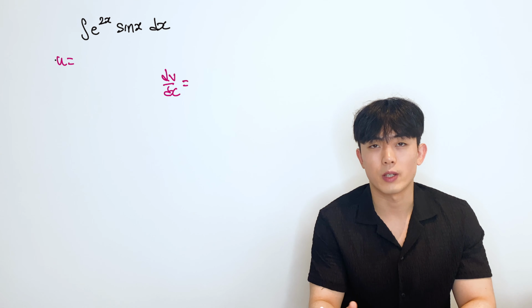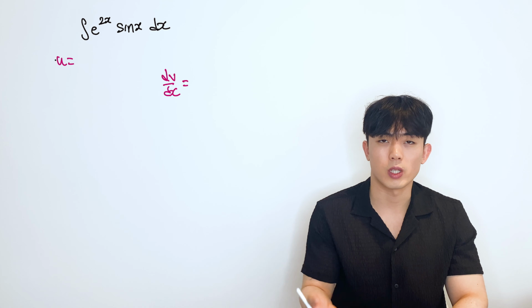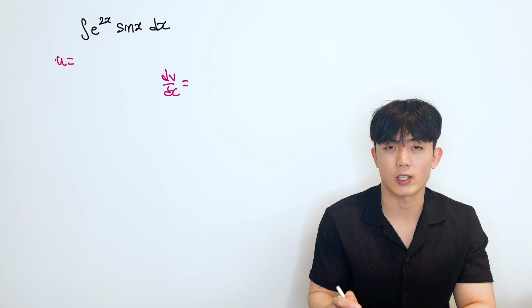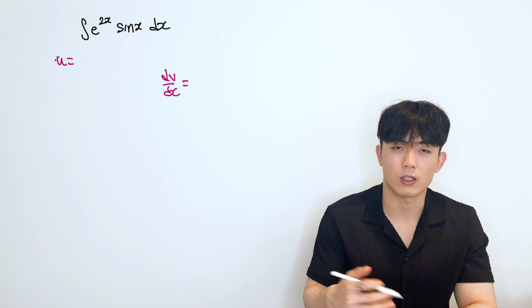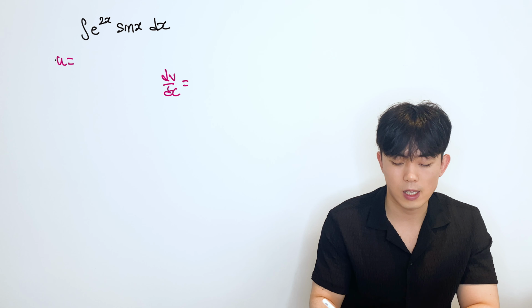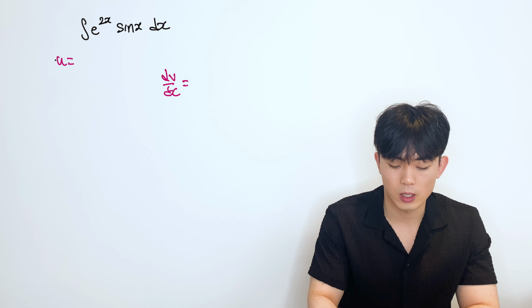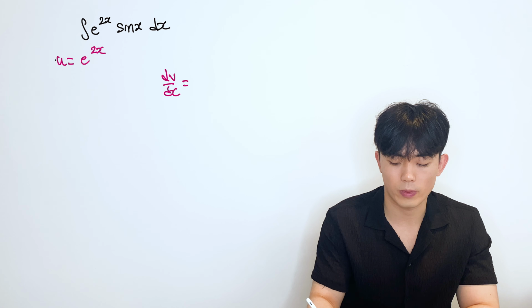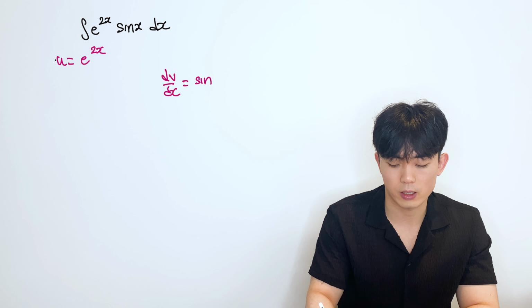Remember, our u is normally the function which will reduce to a number when we differentiate. However, if I keep integrating e, I'm going to have an e term consistently. If I differentiate sine, I'm going to get sine, cos, sine, cos, sine, cos. So neither of these will reduce to a number. So in this case, it doesn't matter which one you set as u. So I'm going to set e to 2x as u, and dv by dx as sine x.